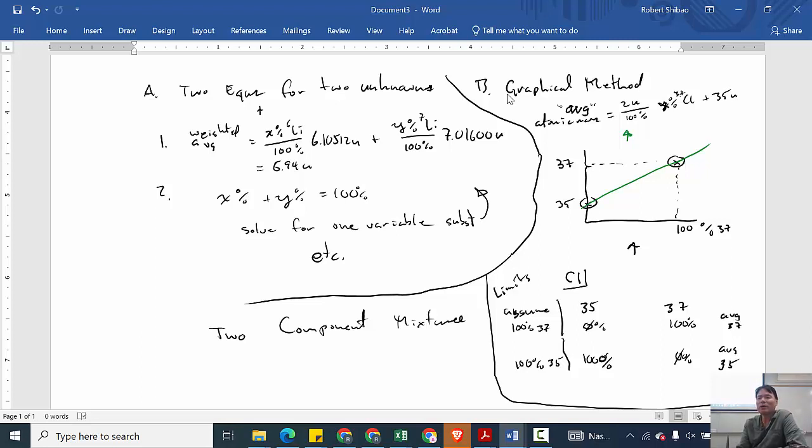And so we come up with an equation like this. And so either we plug in the average atomic mass and calculate the percent chlorine 37, or we plug in the percent chlorine 37 and then calculate the average atomic mass. This works for mixtures of two.